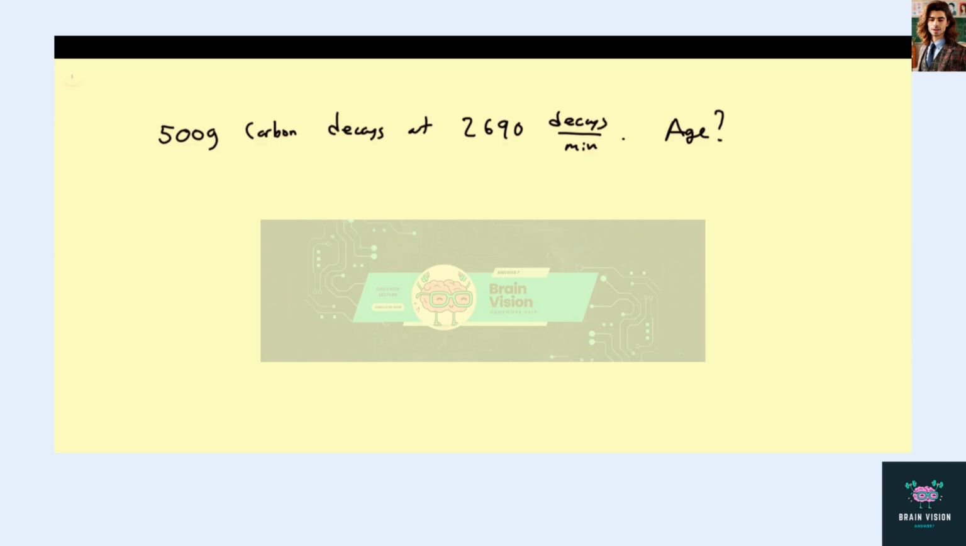At an archaeological site, we find 500 grams of timber, and the carbon within that decays at a rate of 2690 decays per minute. We're asked to calculate the age of the sample from this.